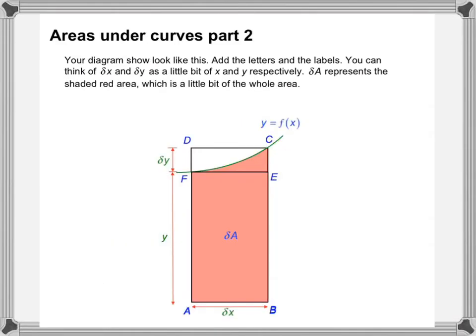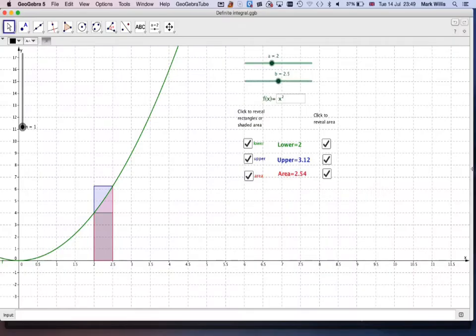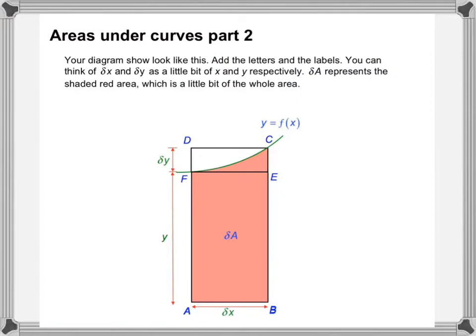So what you should have noticed is something like this. You can see here you have 1, 2, 3, 4 for the lower rectangle, and here you have 1, 2, 3, 4 for the upper rectangle, and the shaded red bit actually represents the area. Right, so what you need to do is put some labels on. You can label this one A, this B, this E, this F, this D, and this C.